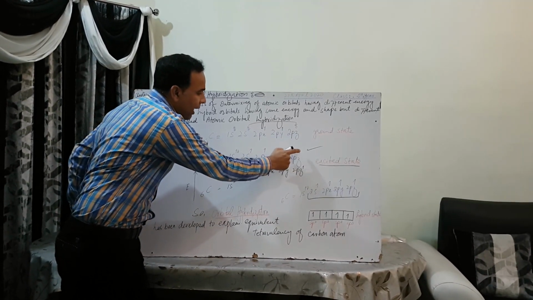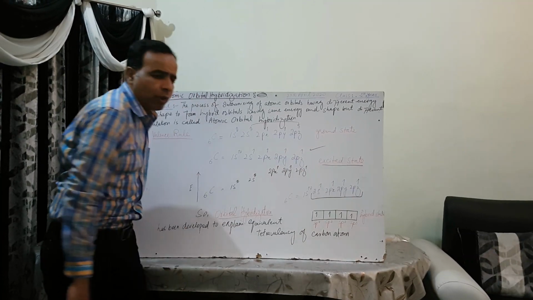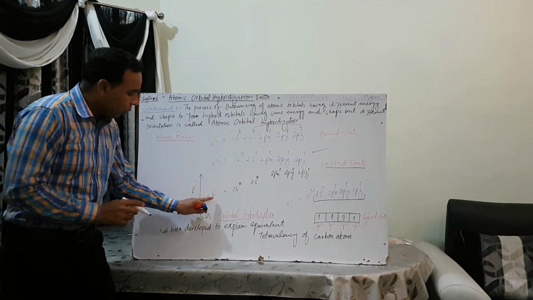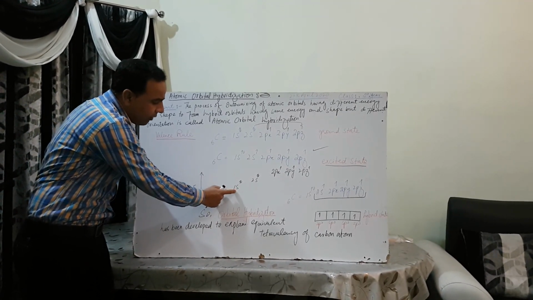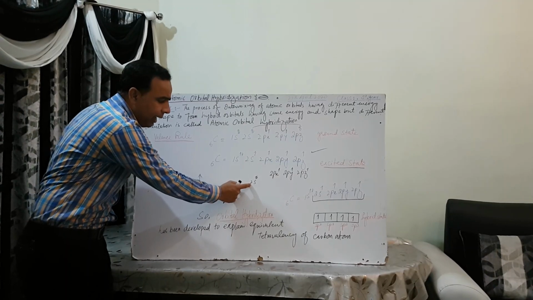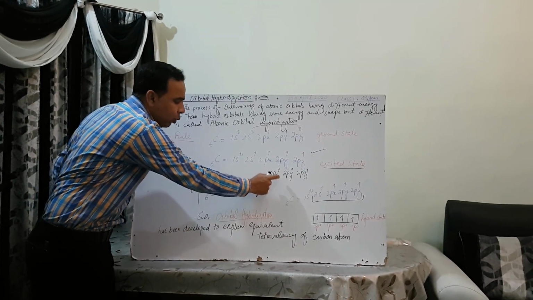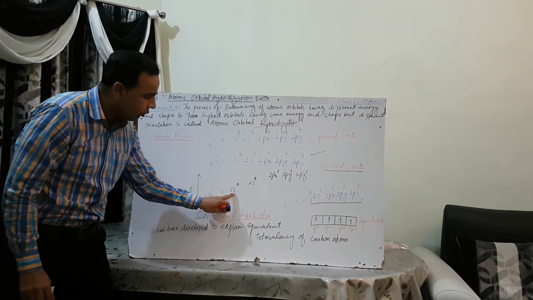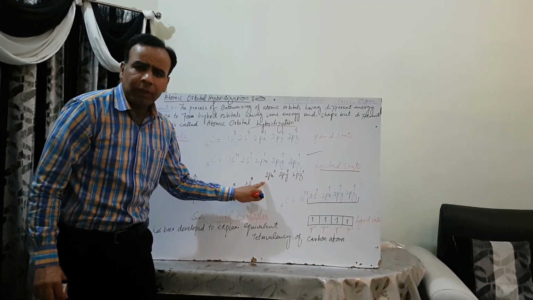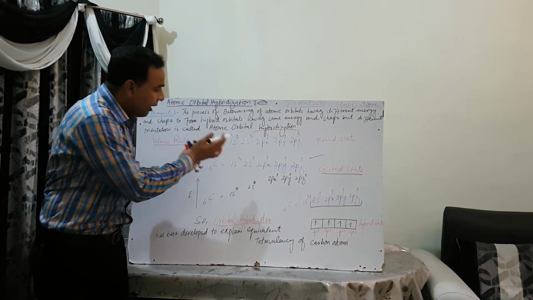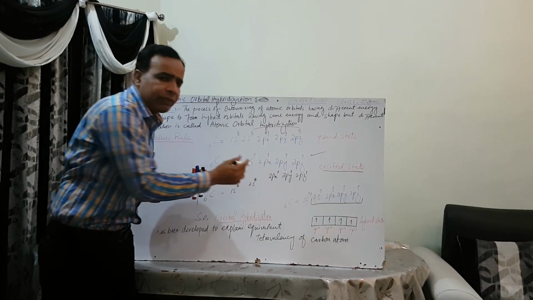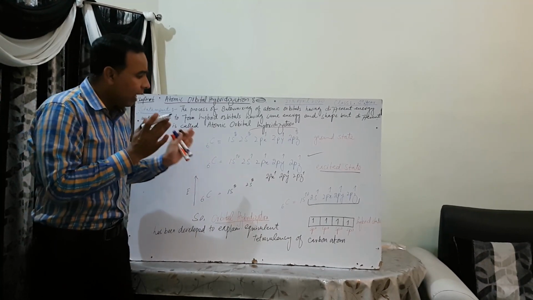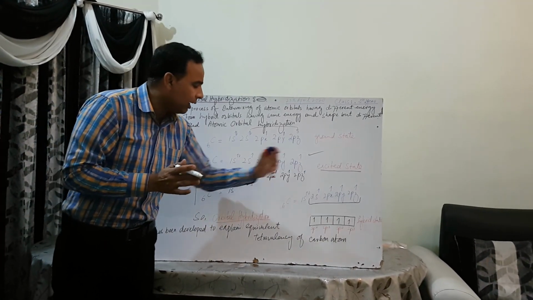Carbon has 4 valence electrons in its outermost shell, but their energy and shape are different. Look, this is the carbon atom. The 1s orbital has lower energy, the 2s orbital has higher energy, and the 2p orbital has even higher energy. The s orbital is spherical in shape while the p orbital is dumbbell shaped. So this is the excited state of the carbon atom, but these four unpaired electrons are not equivalent.